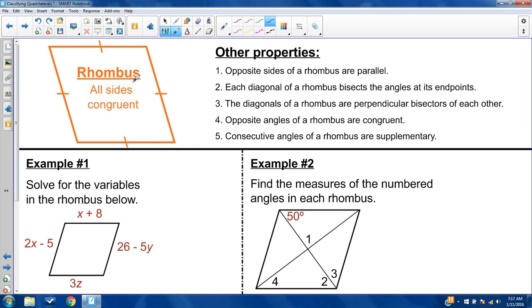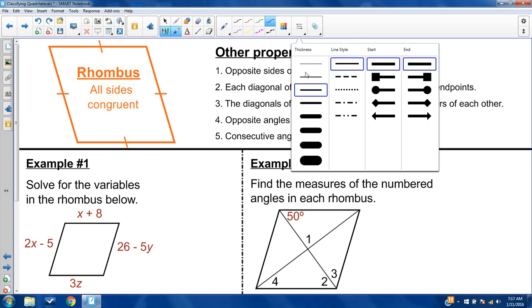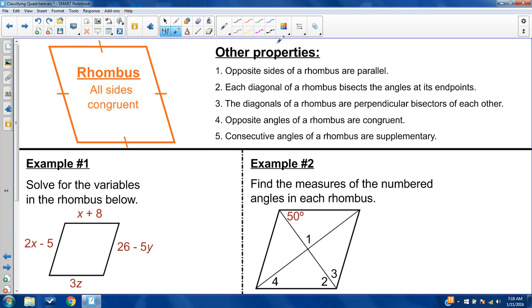Okay, now the rhombus. And I'm arguing with myself over this, what the plural is. I always thought it was rhombi.